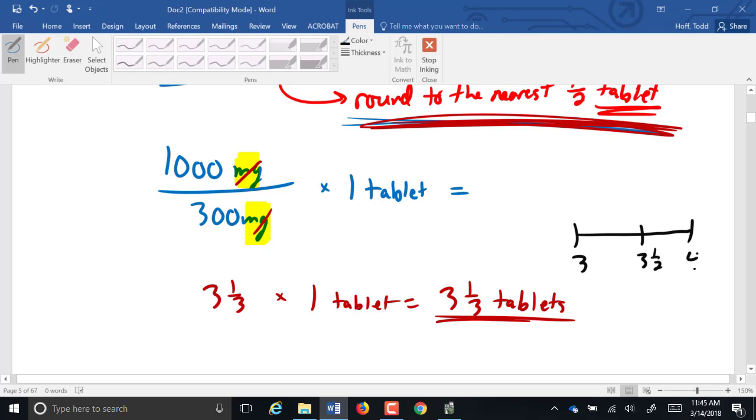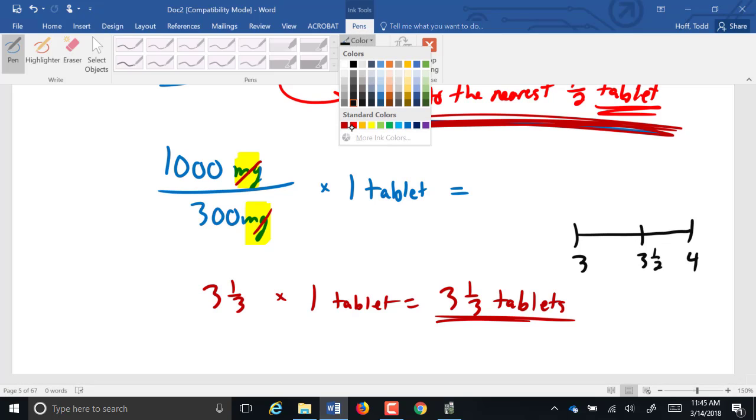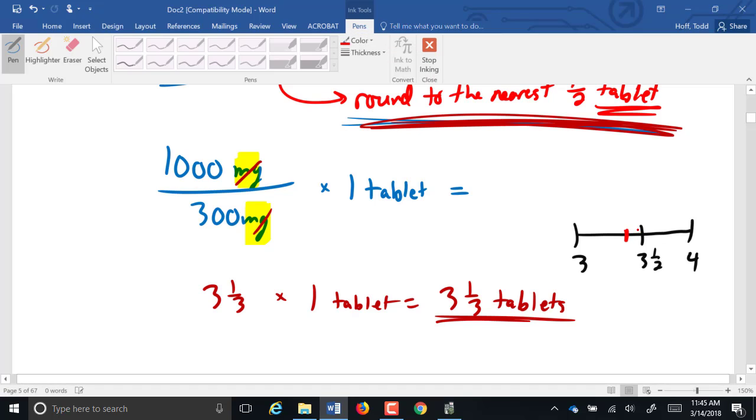If we're looking at it on a number line, rounding is saying going to the nearest half tab. 3 1/3 is right here. That is closer to 3 1/2 tablets. So what we would administer is 3 1/2 tablets.